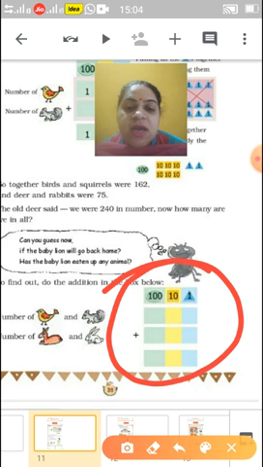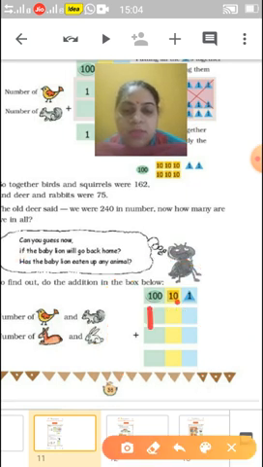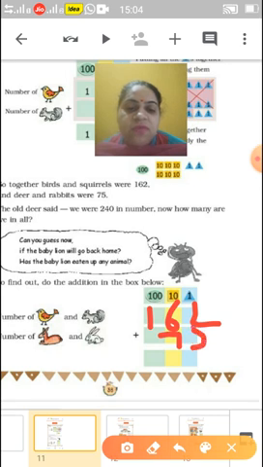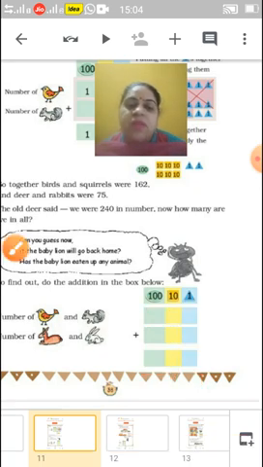Like how you will do? You will write here 162 and for the 100, the deer and rabbits, that is 75. So your answer is 237. Okay, children.